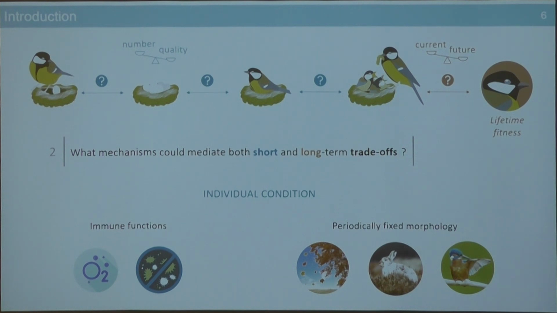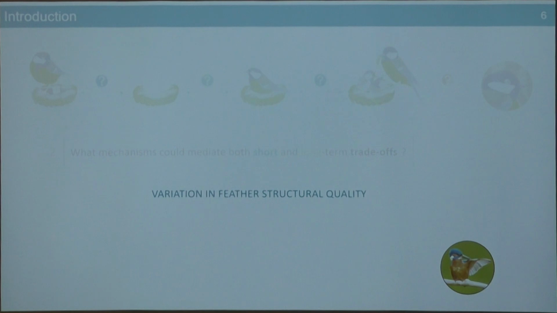Because birds annually regrow and moult their feathers each year. And so for the duration of the time when they have their feathers, it's fixed in that quality, and it can potentially affect many different life history traits along the way. So as my study species are birds, I, of course, focused on variation in feather structural quality.